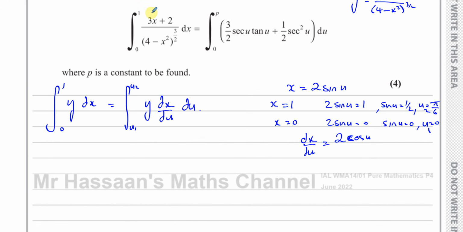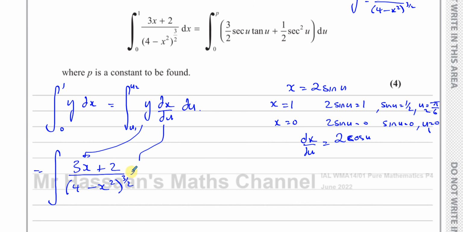Then I have to deal with this part here. So what I'm going to do now is write the y part in terms of x first, and then we can deal with that when we've written it down here. I'll keep this as (3x plus 2) over (4 minus x squared) to the power of 3 over 2. That's the y part. Then I'm going to have the dx/du part, which is 2 times cosine u, and then I'm going to write du. And instead of 1, I'll put what the u value is when x equals 1, which is pi over 6, and instead of 0, it's going to be the same value.